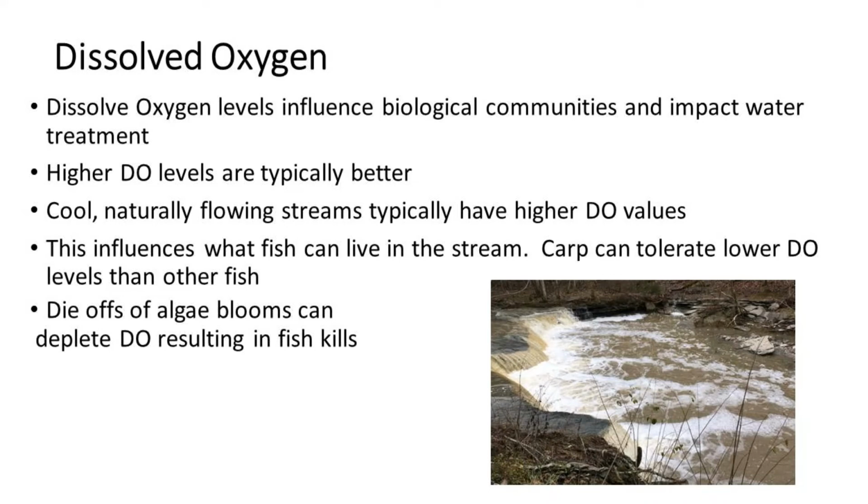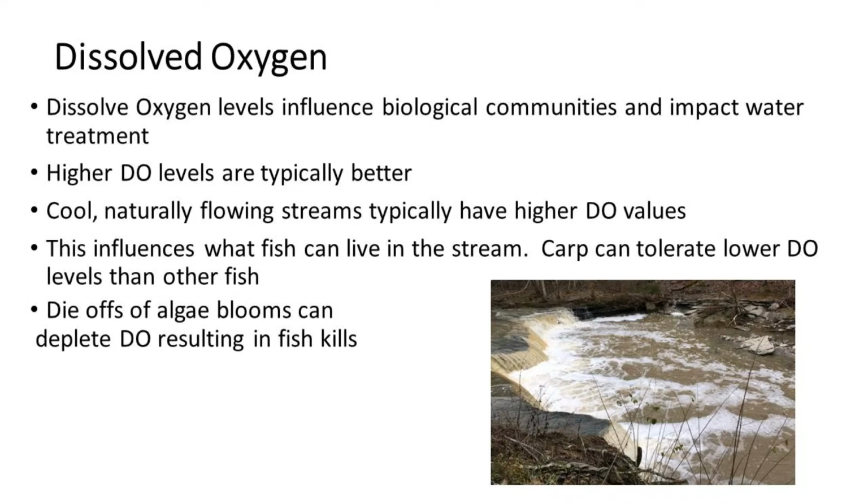Dissolved oxygen. So dissolved oxygen influences the biological communities as well. It can also impact our water treatment. Higher DO levels are typically better. So flowing streams typically have higher DO than a lake. Cool flowing streams, even better. What we see in the wintertime, we'll see higher DO values. It influences what fish can live there, just like temperature. So certain species like carp can survive in low DO waters.